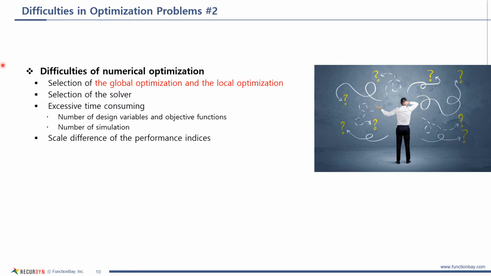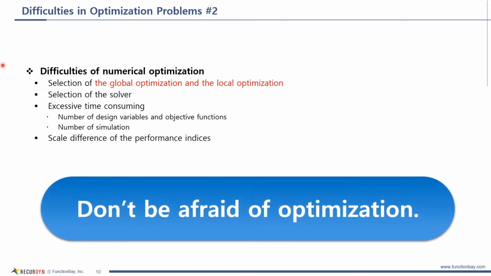Fortunately, the latest optimization methods have resolved the difficulties of numerical optimization. So, without a deep understanding of numerical optimization, CAE engineers can still use optimization methods. The options are selected automatically, and the scale difference of the performance indices are normalized automatically. Frankly speaking, I'm not so familiar with optimization theory and details, but I could optimize several multibody dynamics models. All I had to do was formulate the system variables and performance indices. So, as I mentioned, don't be afraid of optimization.